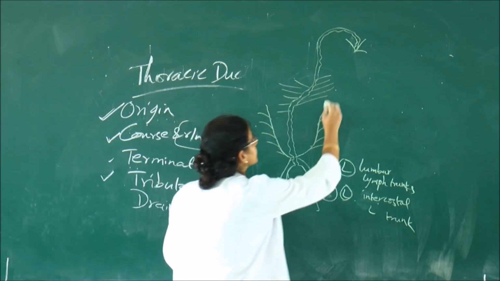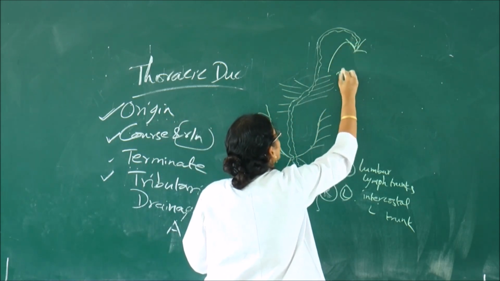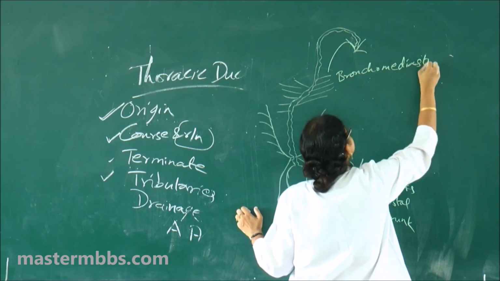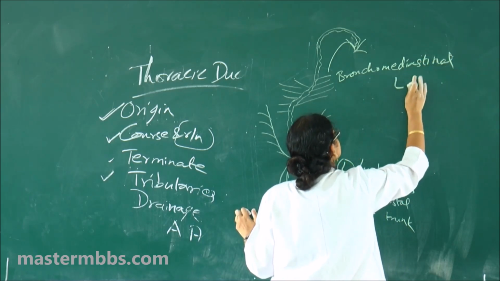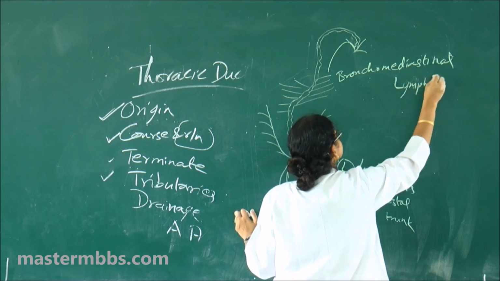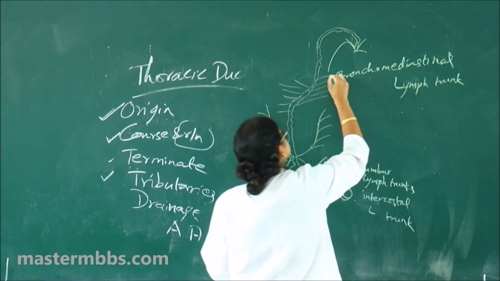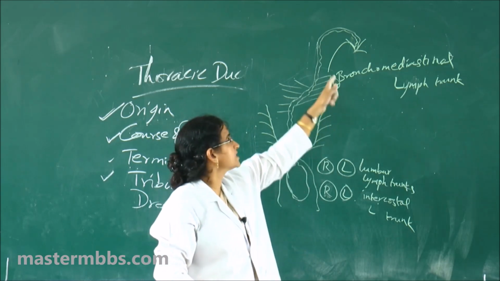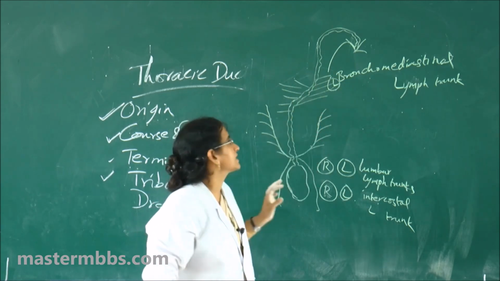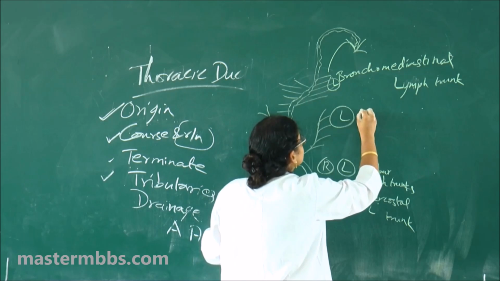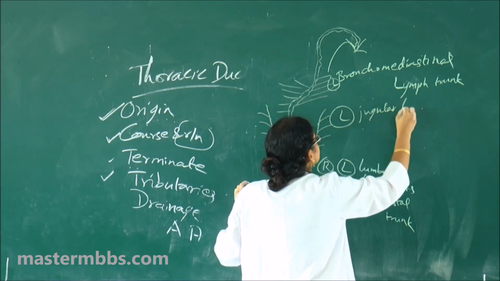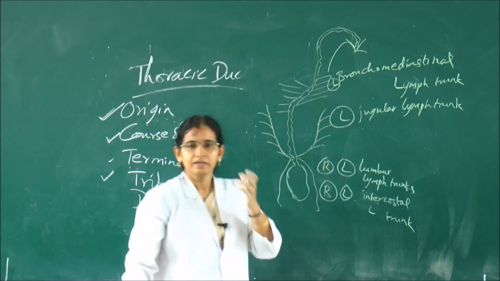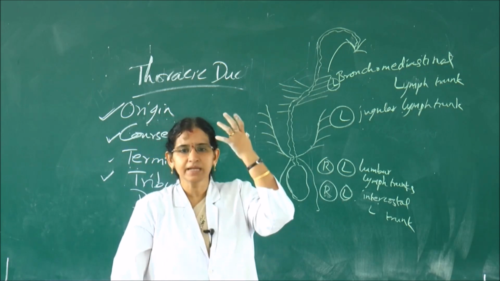What are they? It receives the left bronchomediastinal lymph trunk. So the bronchomediastinal lymph trunk of the left side opens just before the termination. It opens into the thoracic duct. And it also receives left jugular lymph trunk. Left jugular lymph trunk drains the lymph from the head and neck region.